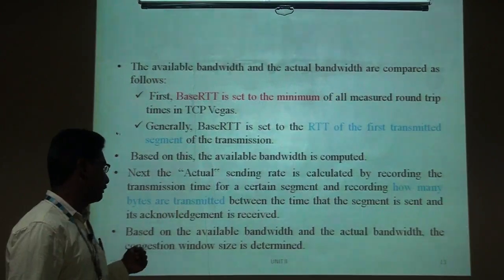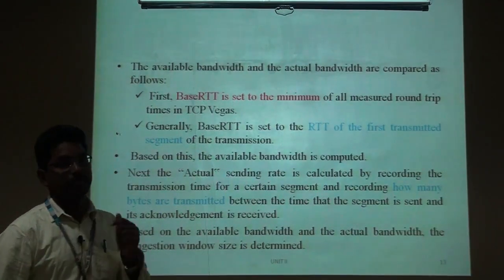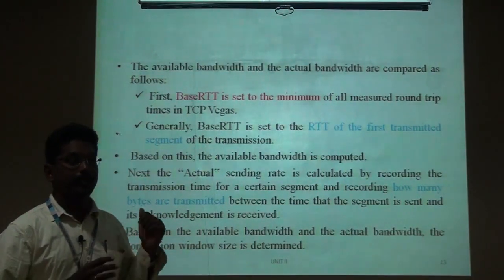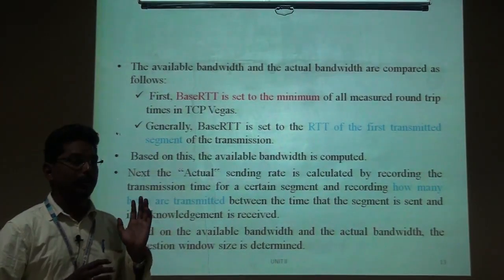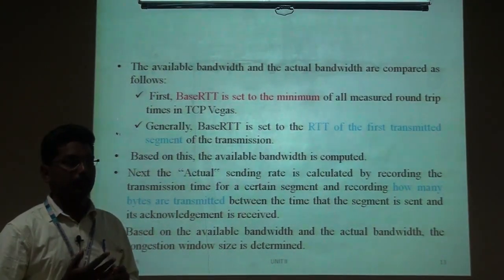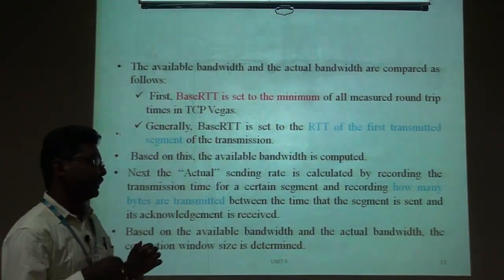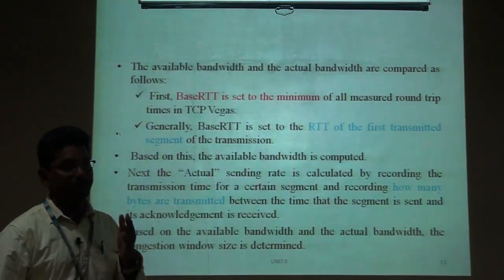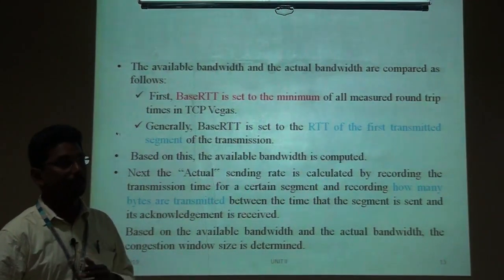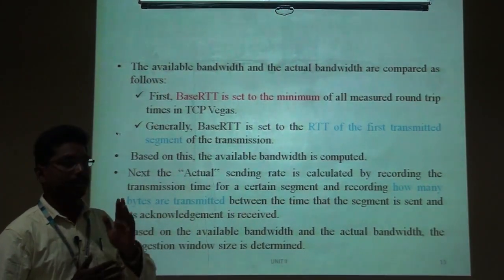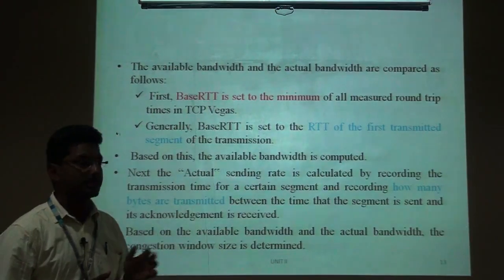Based on the available bandwidth, the congestion window size is determined, so the congestion window is checked every time, to see whether excess packets are being transmitted into the window. If excess packets are sent into the window, then congestion takes place and it will automatically go to the slow start phase. Next.